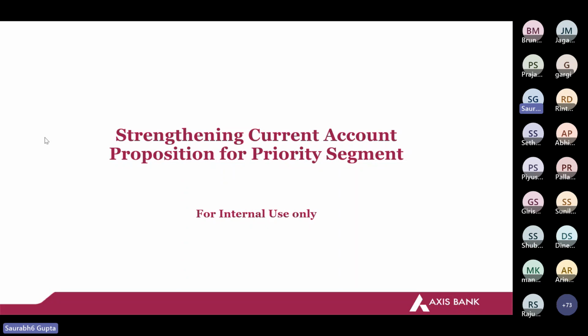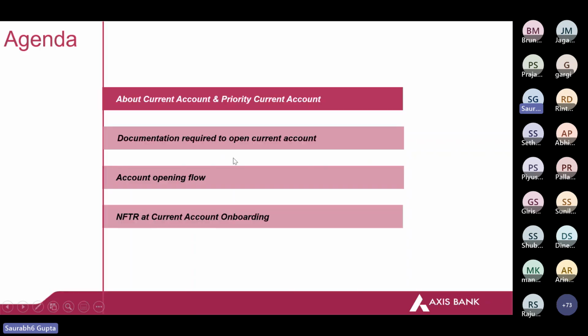So we will be talking about what is the current account, then what is the priority current account, what are their features, and what are the cross-sell products which you can associate with the current account. Then what is the documentation required to open a current account. After that, we will be talking about the account opening flow through which you can open a current account. And then at the end, we will be talking about the different enablers which we have created for you so that you can take help from there to open a current account. If you have a question, please note it down. We'll be doing the question and answer after the end of this session.